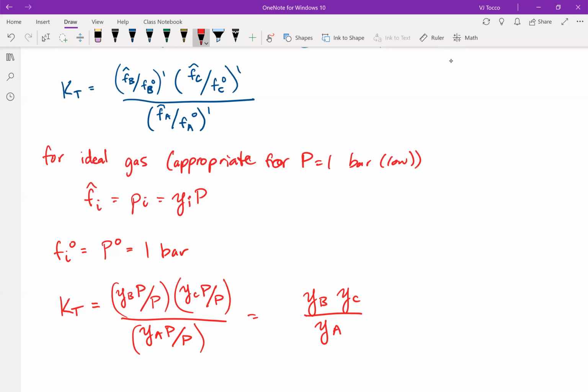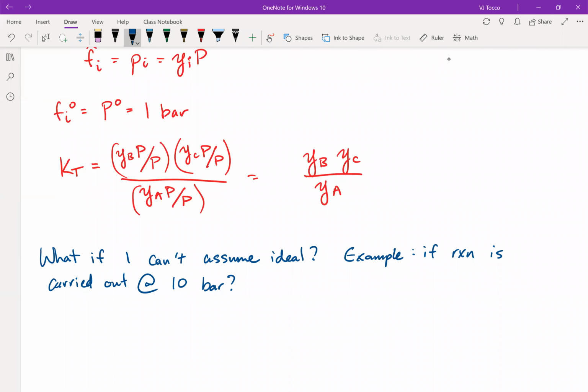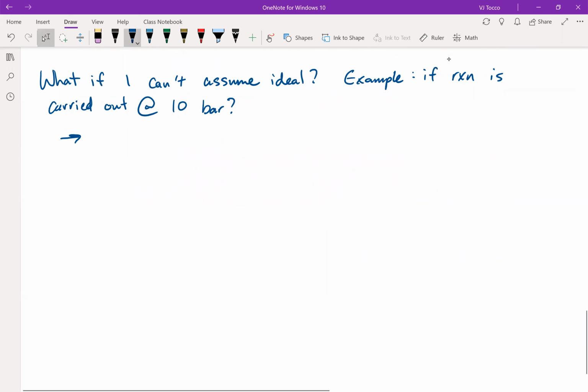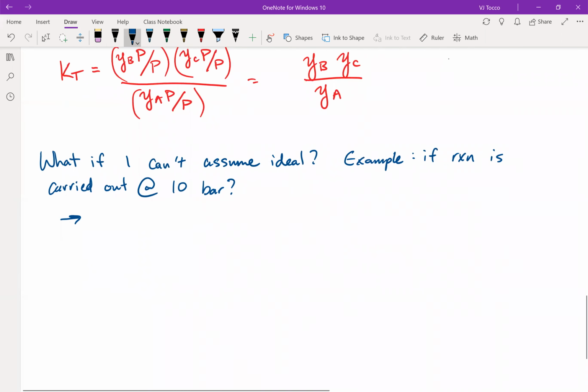Now, what if I could not assume ideal? So let's say, for example, this same reaction is carried out at 10 bar. How would things change? Well, for one, I would need to know what the reaction constant is for 10 bar. So in general, the equilibrium constant, I'm sorry, not the reaction rate, that's something completely different, this K of T is a function of pressure as well.